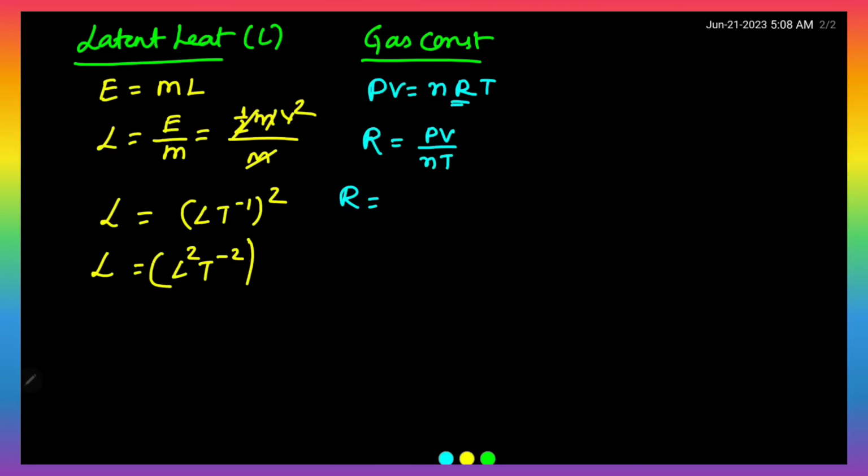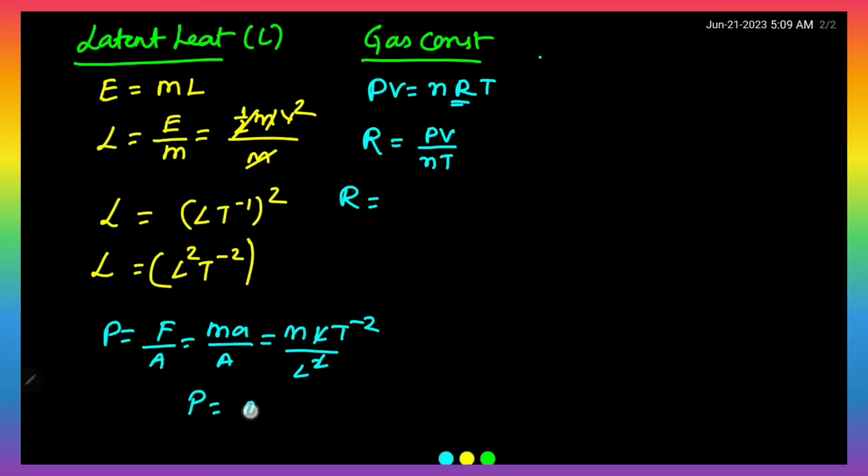We can write here P, pressure. Pressure can be taken as force by area. Force means mass into acceleration by area. Mass means M, acceleration is L T power minus 2 divided by L square. This L gets cancelled here. So pressure means M, this L goes to the denominator, becoming L power minus 1 T power minus 2. So we got the dimensional formula for pressure, that is M L power minus 1 T power minus 2.